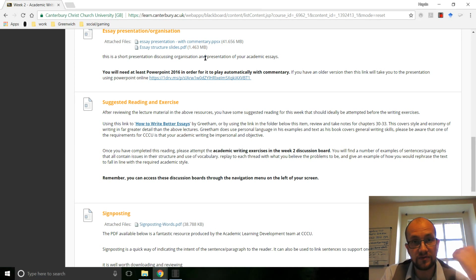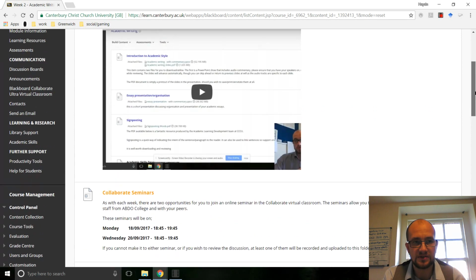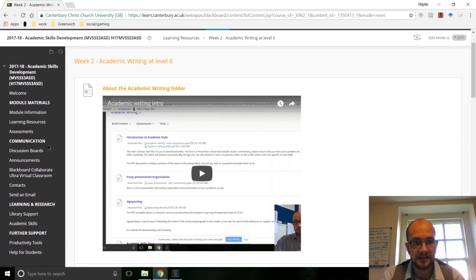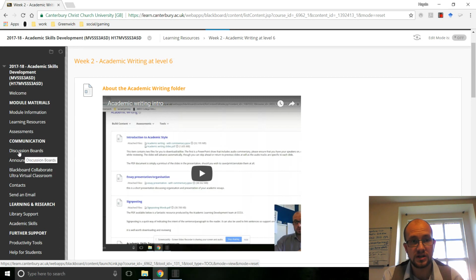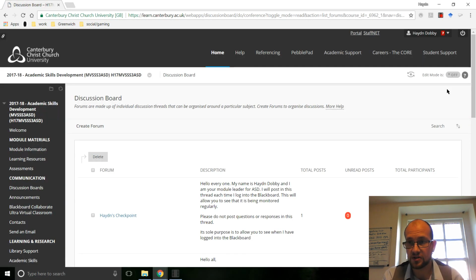Once you've reviewed the lectures and had a read through a bit of Greetham, there is a set of exercises for you to actually join in and attempt this week. And they are on your discussion board for academic writing. So to get to that, discussion board for academic skills development. In this left-hand navigation menu, you'll see the option here for discussion boards. If you click on this, it will take you across to the discussion board.